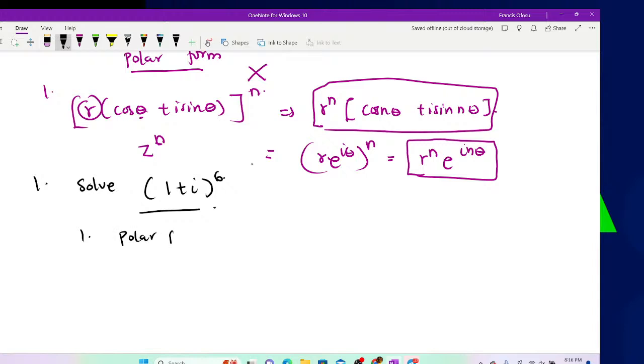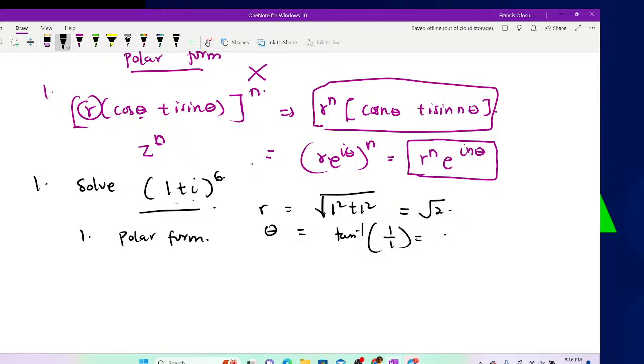To convert this to polar form, as usual, you need your r, which is the modulus. It's equal to the square root of 1 squared plus 1 squared, which gives the square root of 2. Then our theta, which is the argument, is tan inverse of 1 over 1, since we have 1, 1. That gives 45 degrees, which is 45 over 180 pi. 45 goes into itself once and into 180 four times, so our argument is simply pi over 4.